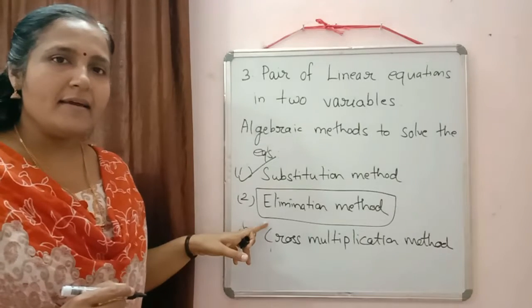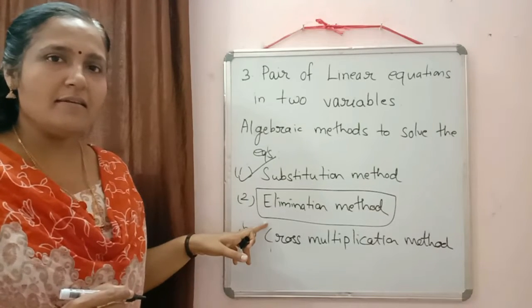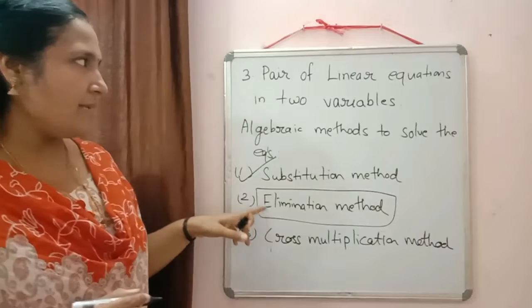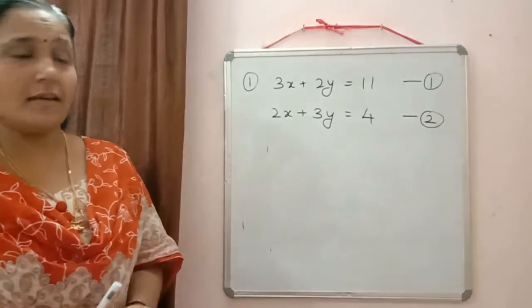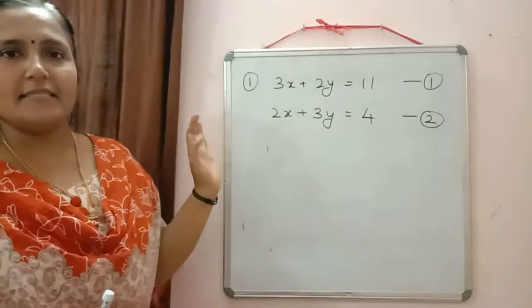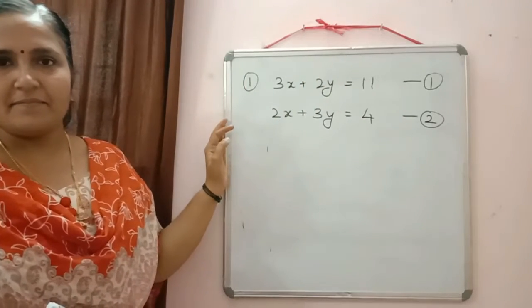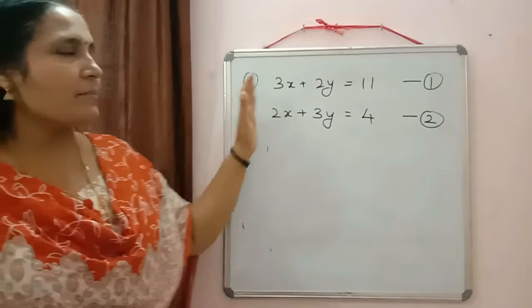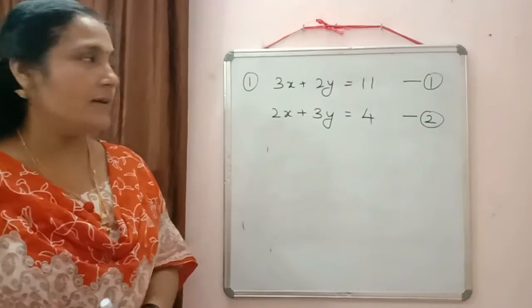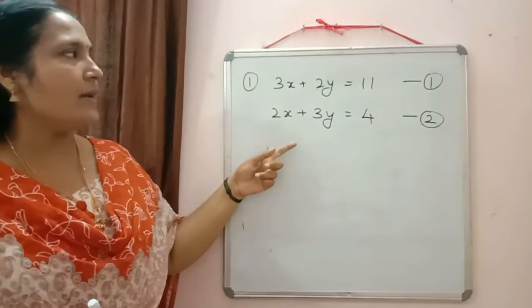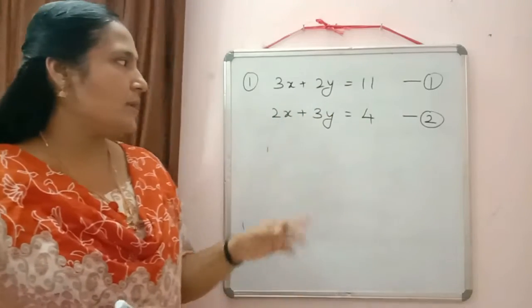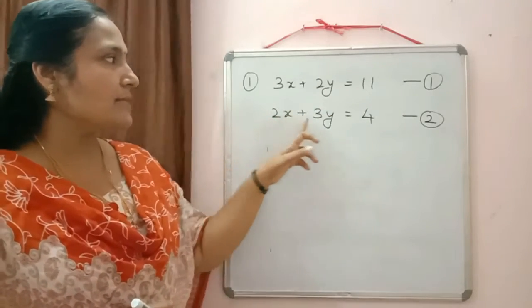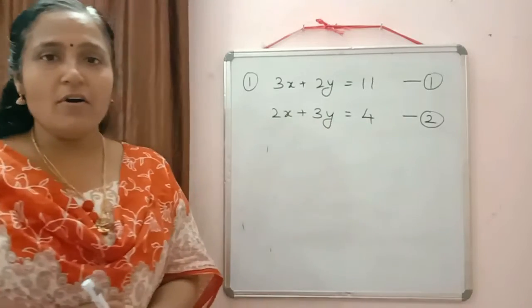So all are ready? Shall we move to the question? Yes. So I am writing the question. All of you please note down the question. Solve by elimination method. Two equations I already wrote there. First equation is 3x plus 2y is equal to 11 and second is 2x plus 3y is equal to 4.